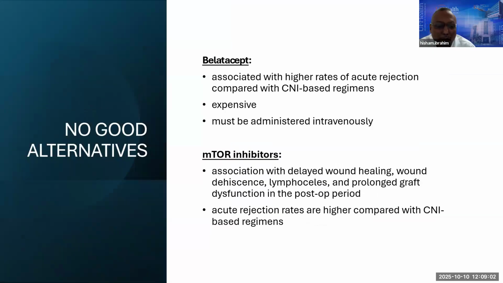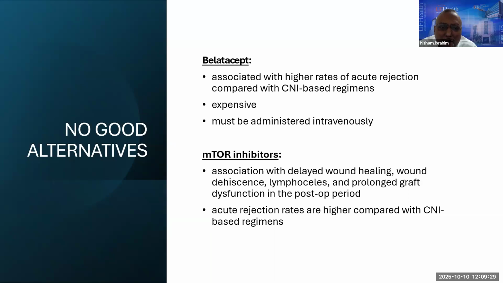So we've been on the lookout for alternatives to calcineurin inhibitors. Unfortunately, the options that we have are not very good at this stage. Nothing at the moment can replace them. There's a new medicine called belatacept that has come out. I think Dr. Al-Qadan presented a talk about it maybe a few months ago, about belatacept in particular.